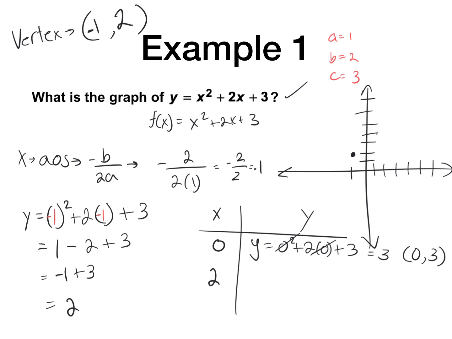So instead of choosing 0 and 2, we're going to choose 0 and negative 2. Again, the ones next to each other. So we get (0, 3).